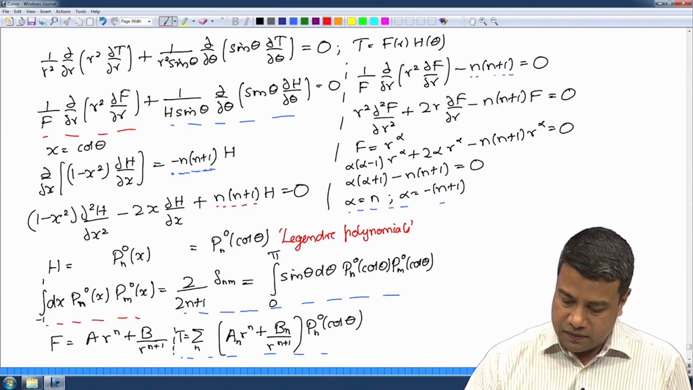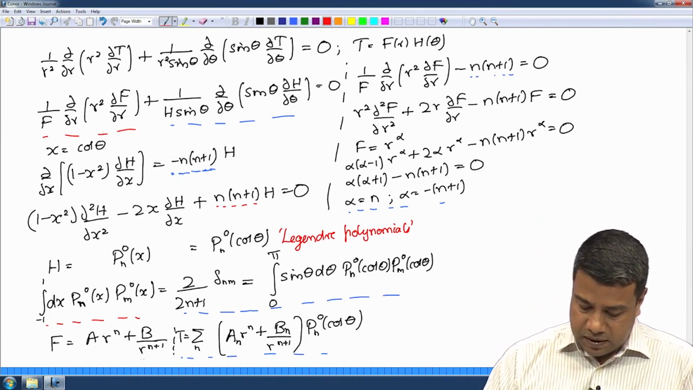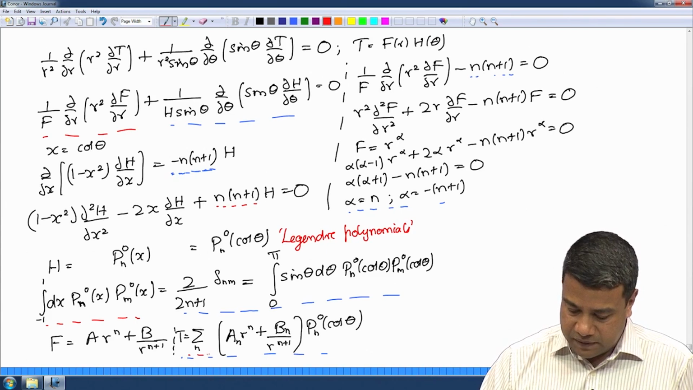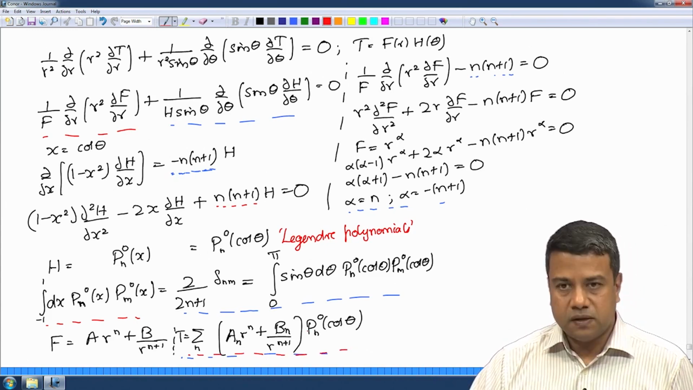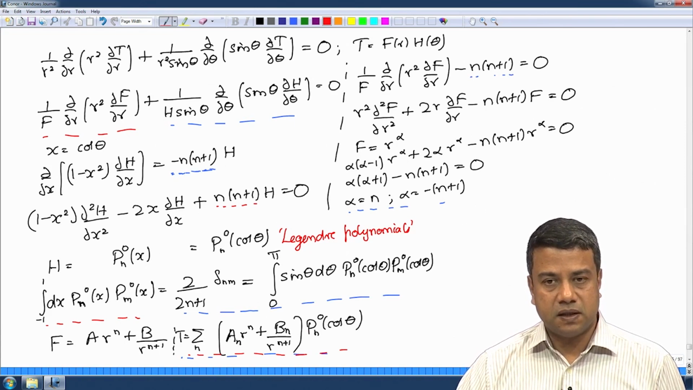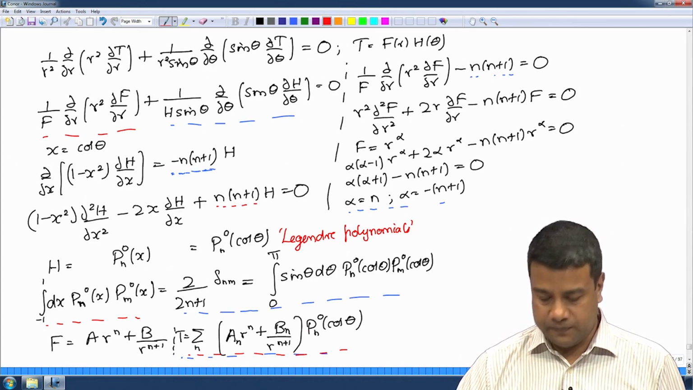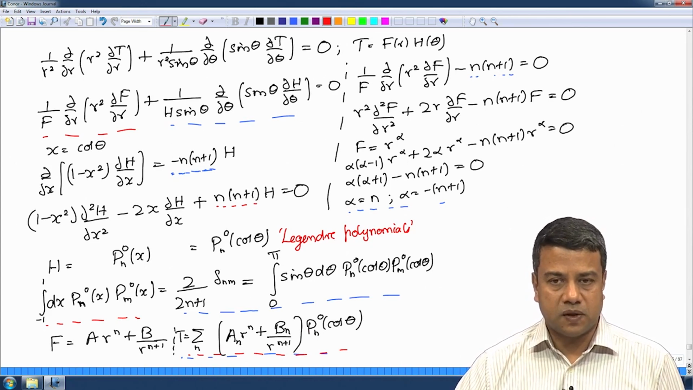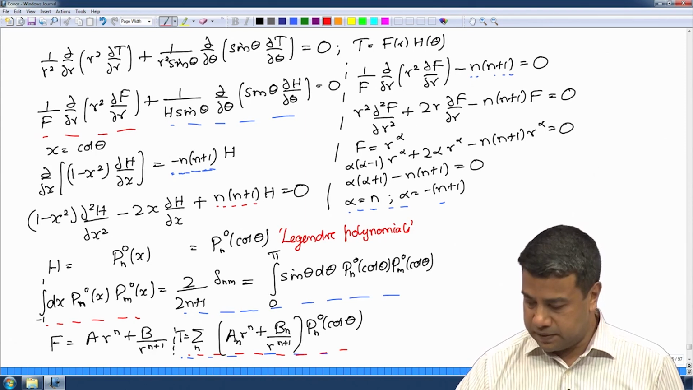Then we got the solution for the radial direction, and the total solution for the temperature field was a summation of P_n^0 of cos theta times two functions in the radial direction. One is increasing with r to the power n, the other is decreasing with r, 1 by r to the power n plus 1.